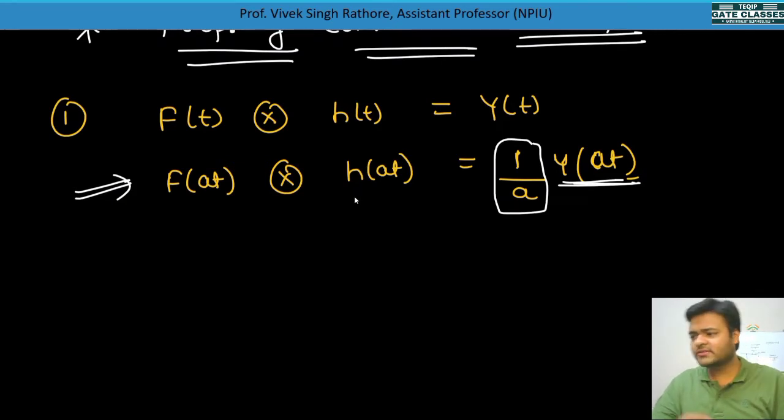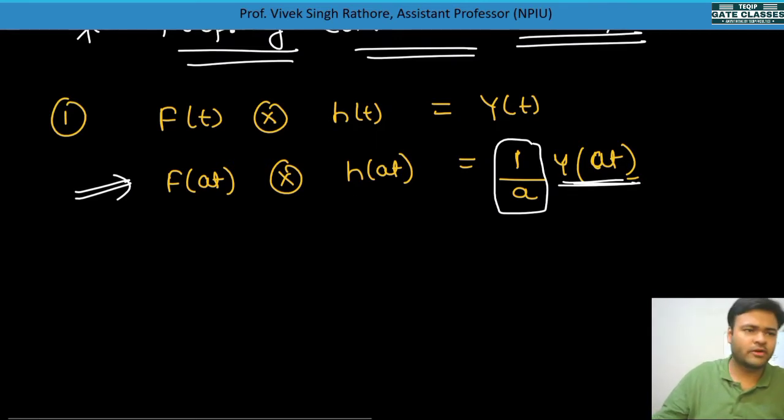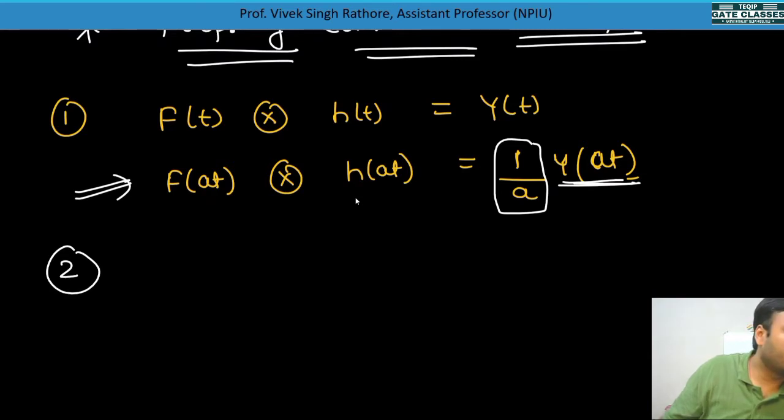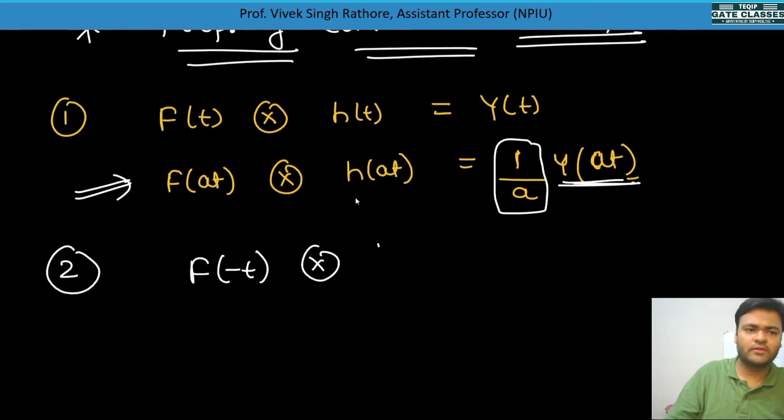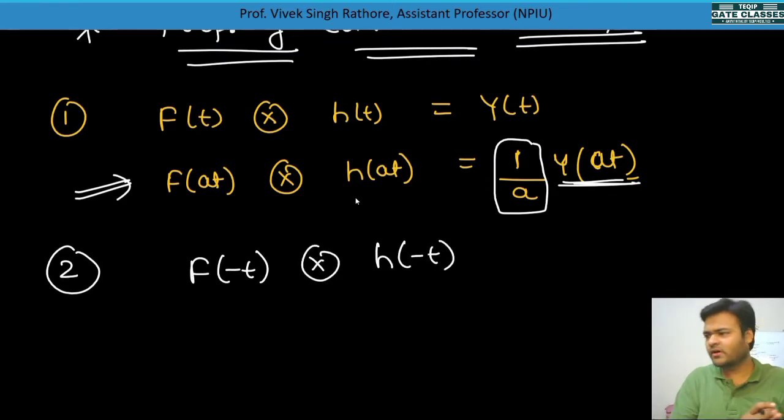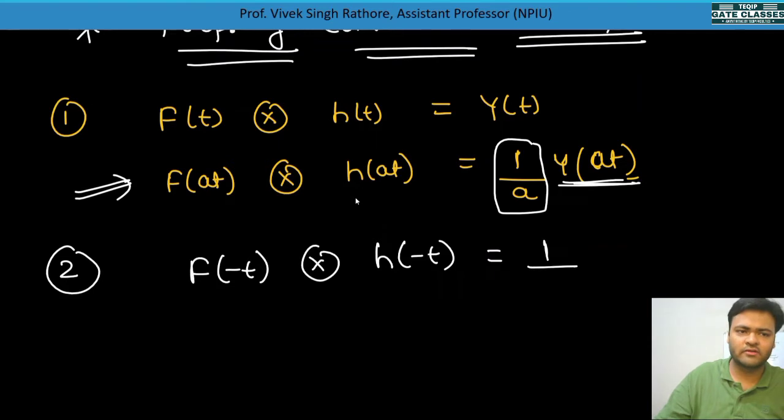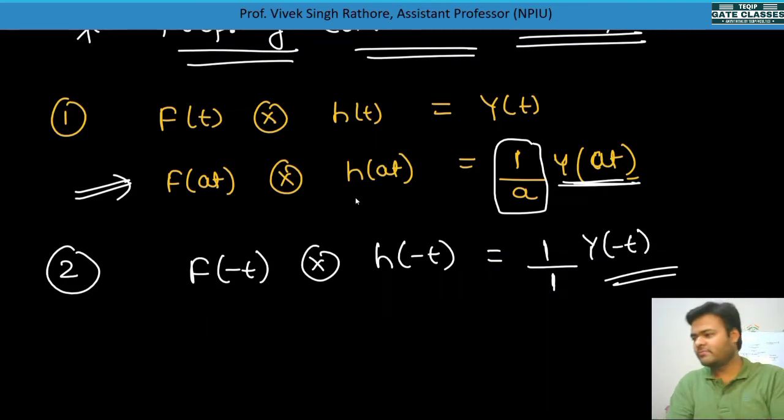And this applies for the reversal property also. The second property we can write here: f of minus t is convolved with h of minus t, meaning whatever f of t and h of t are, if we reverse them, then you will get output with scaling factor 1, so y of minus t. This applies for time reversal also.